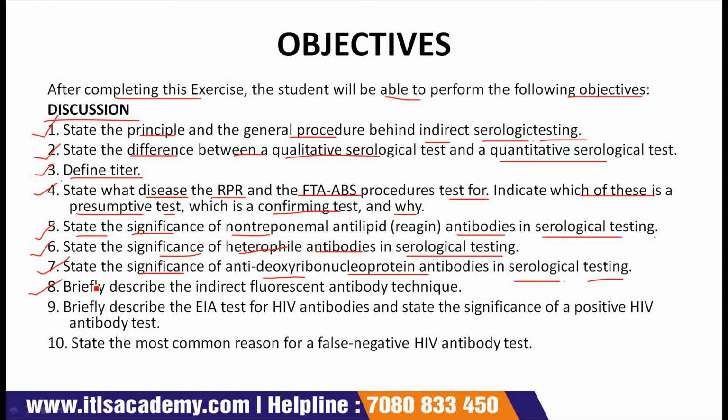Next point is, briefly describe the indirect fluorescent antibody technique. Next point, briefly describe the EIA test for HIV antibodies and state the significance of a positive HIV antibody test. Next, state the most common reason for a false negative HIV antibody test.